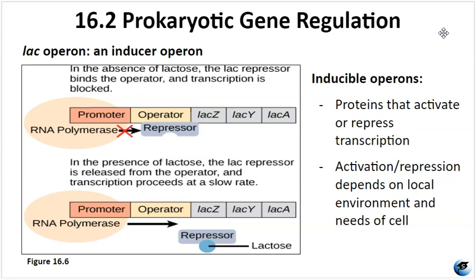And it's worth noting that even in the presence of glucose and absence of lactose, the lac operon is still transcribed, but at a very low rate. Let's pause to watch a video here that helps to better illustrate how the lac operon works.